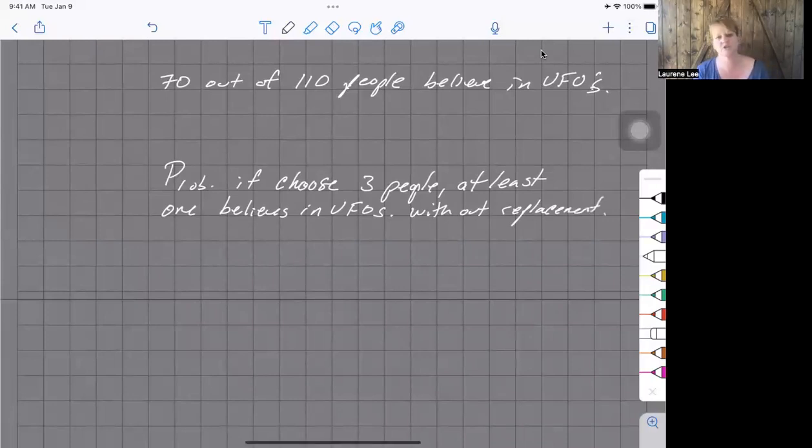So that means I'm going to choose a person and not put them back into the population. Okay, so this is a dependent situation. My totals are going to decrease. My sample size is going to decrease.